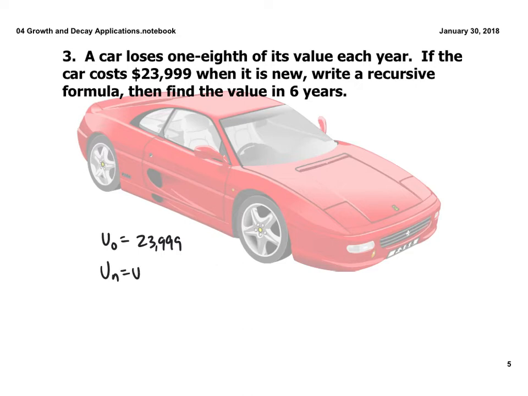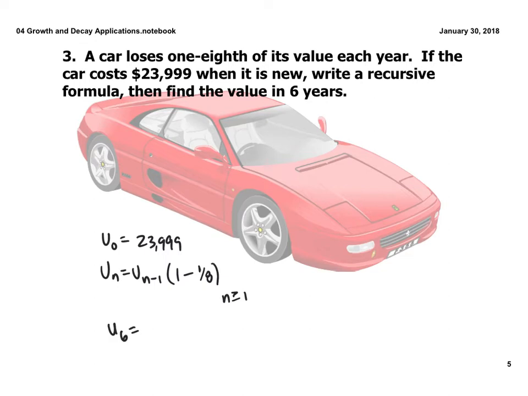Then we have u sub n, which is equal to u sub n minus 1. In this case, I would say that we should take 1 and subtract 1/8. You could obviously use a decimal, but when you think about it, you're losing 1/8 of the value. And so 1 would keep it consistent, obviously. And if you're losing 1/8, you would subtract that 1/8. N is greater than or equal to 1. And we're going to look at the value in 6 years.